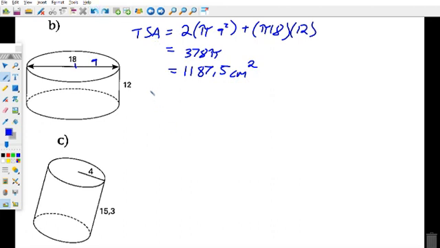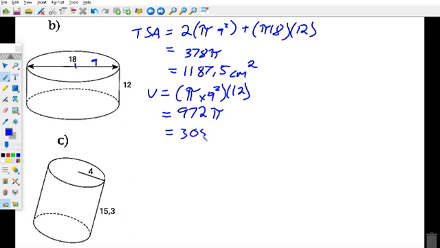So then to find the volume, it's going to be pi times my r squared, which is 9 squared, okay, multiplied by my height, which was 12. So my volume is just pi times that times 12, and you're going to get 972 pi, which is equal to 3053.6 centimeters cubed.